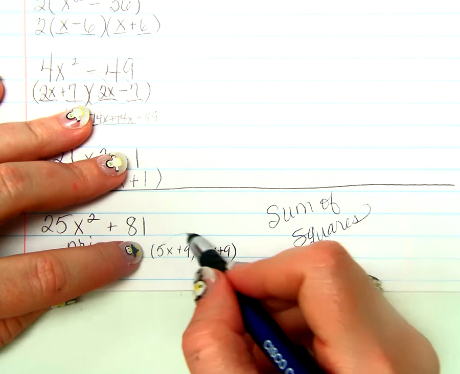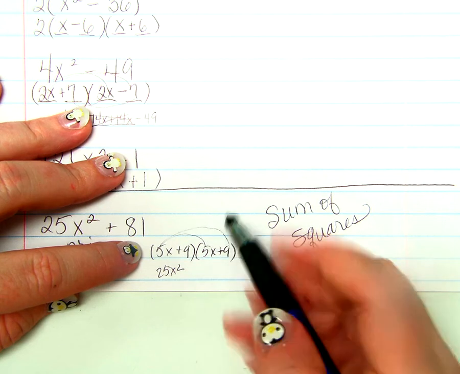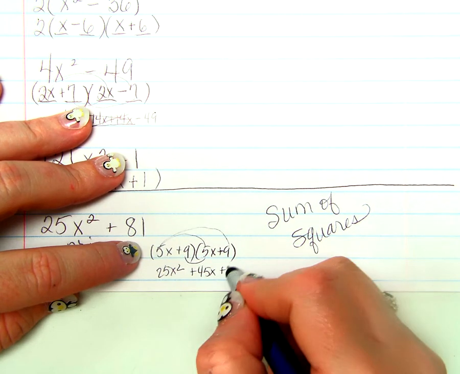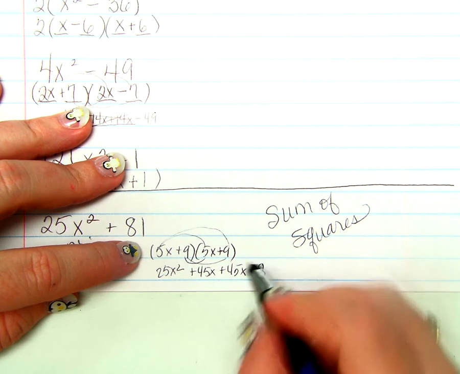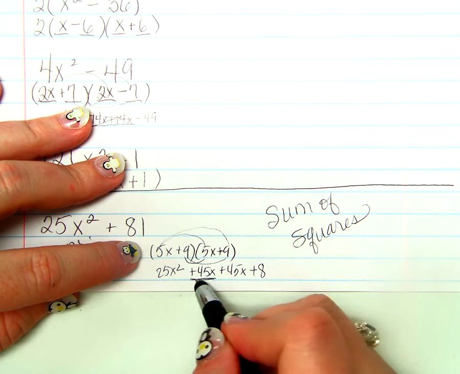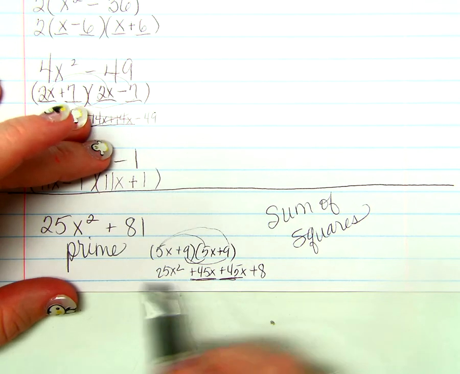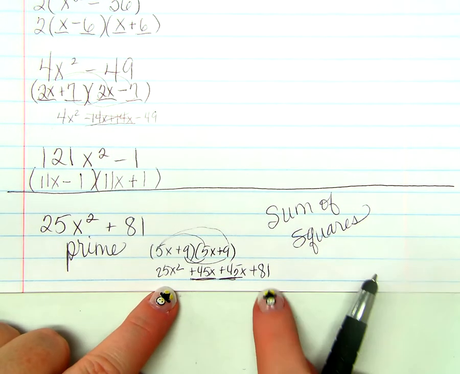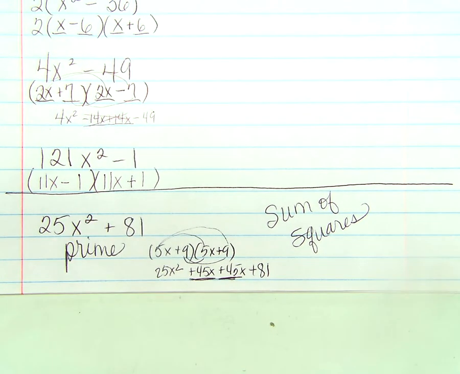Okay, so 5x times 5x is 25x squared. 5x times 9 is 45x. 9 times 5x is 45x. And 9 times 9 is 81. Guys, what is 45x plus 45x? 90x. This doesn't have a middle term. The first and last are right, but this one has a middle term and this one does not. Are those the same? No.